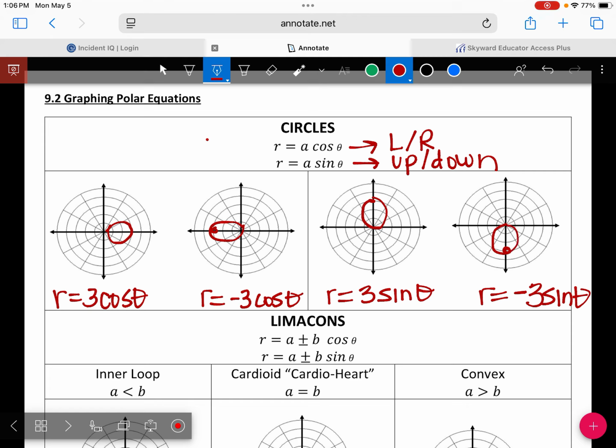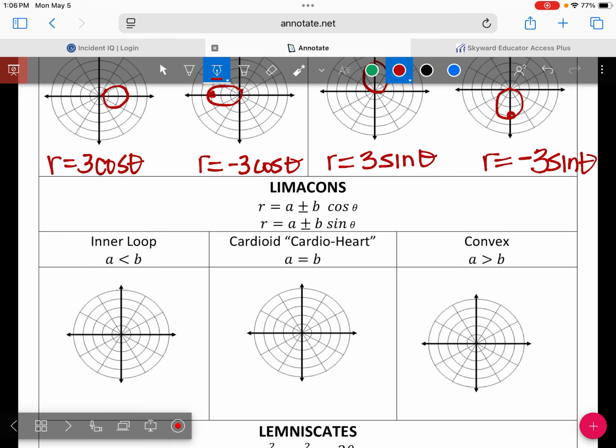That's the first kind of graph. Now, I will tell you, as far as points, this has the lowest point value because it's the most simplistic of all of the graphs. It's still good, but it's the lowest point value. So circle is the first one. The second one is called a Limaçon. This is the only one that has a plus or minus in the equation.